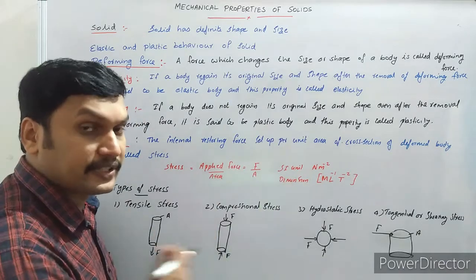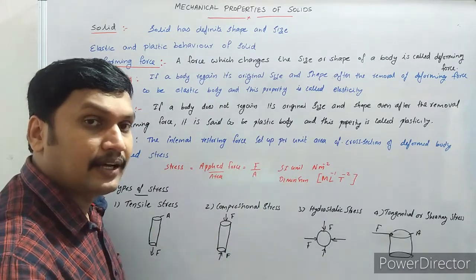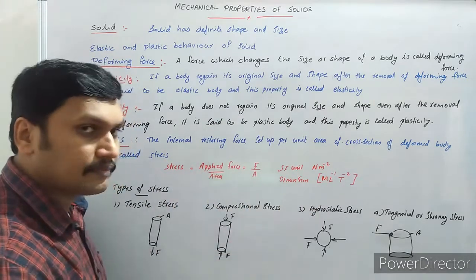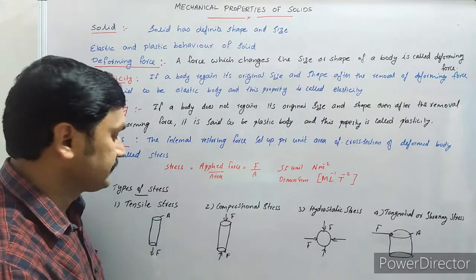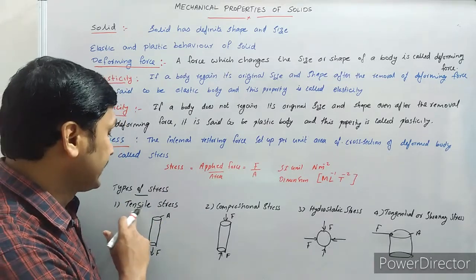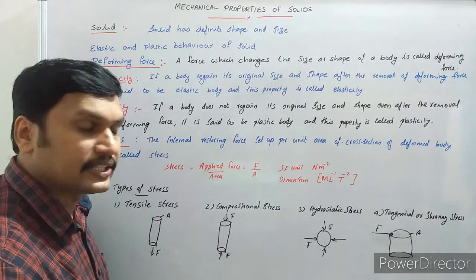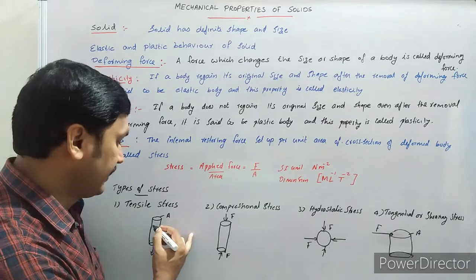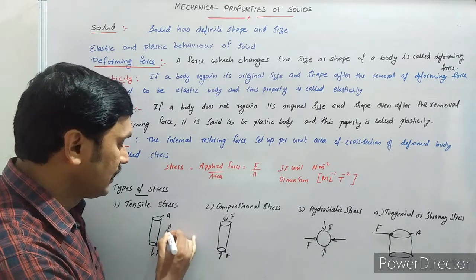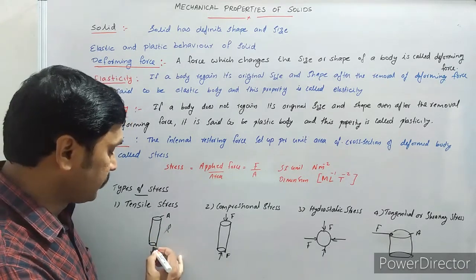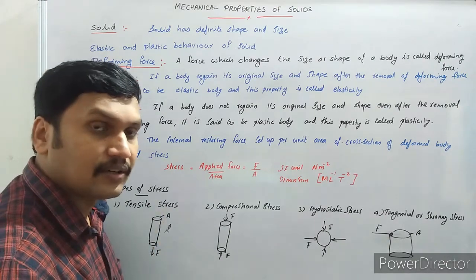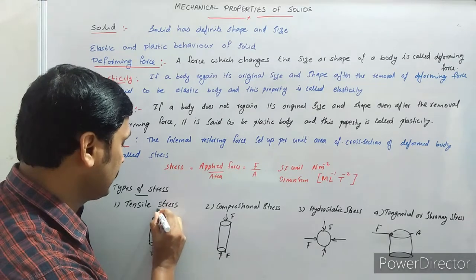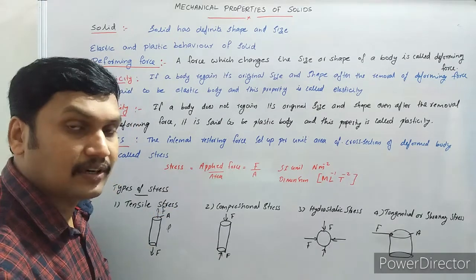Now there are different types of stress because we can apply the deforming force in different ways. So the stress is also of different types. Let us see the different types of stress. First one is tensile stress. Suppose we have a rod like this having an area A and length L. And suppose here we are applying a force to increase the length of this rod. So here we are applying the force in both directions along the length of this rod.